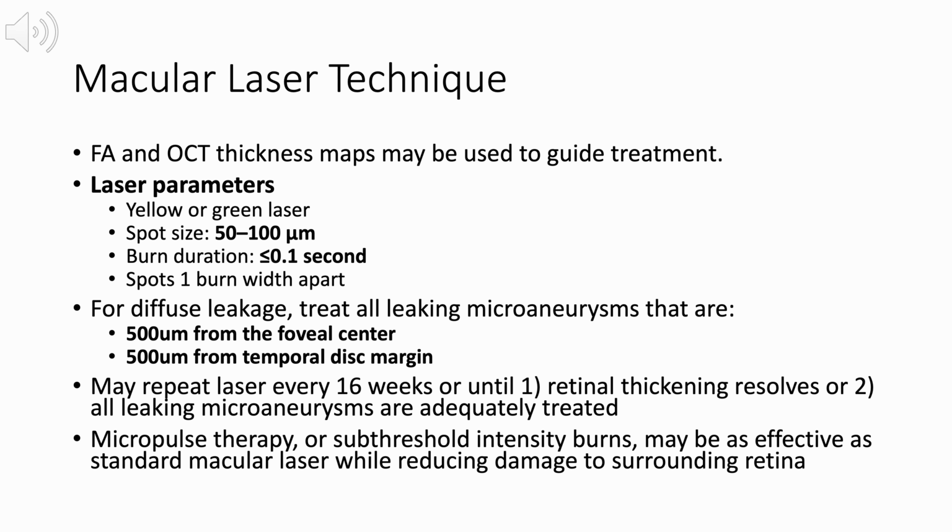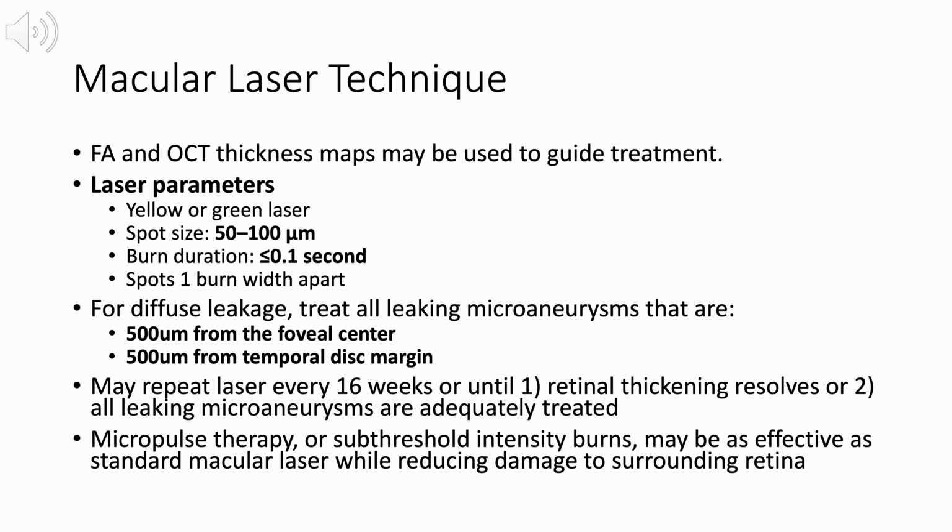Contrast these parameters with PRP, where we used a 500 micrometer spot and placed burns half a burn width apart. Macular laser uses a much smaller spot and wider spacing because we are treating adjacent to the fovea and the margin for error is correspondingly narrow. For diffuse leakage, the approach is to treat all leaking microaneurysms that lie at least 500 microns from the foveal center and at least 500 microns from the temporal disc margin. Those two 500 micron exclusion zones protect the fovea from direct injury and protect the papillomacular bundle from scotoma formation.